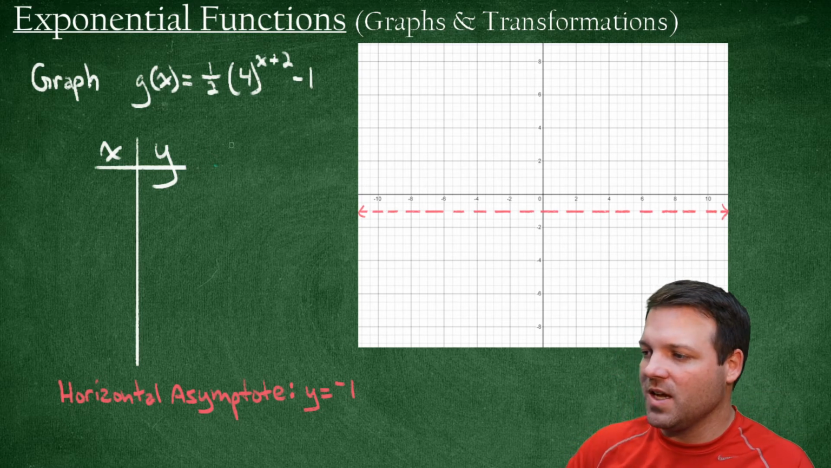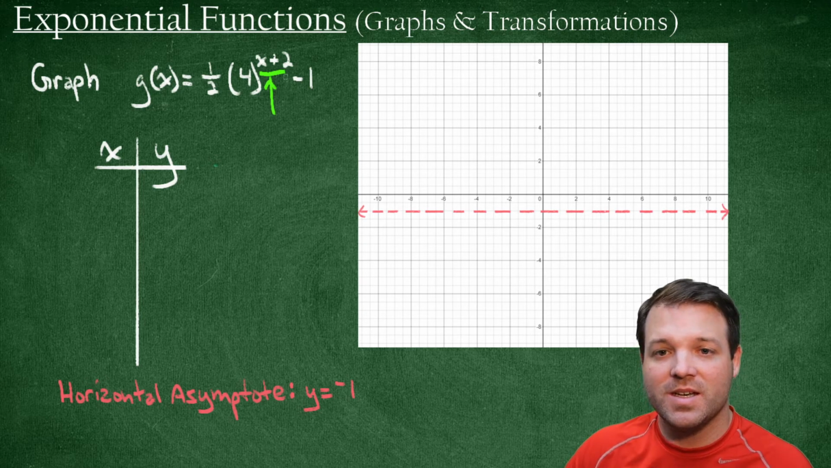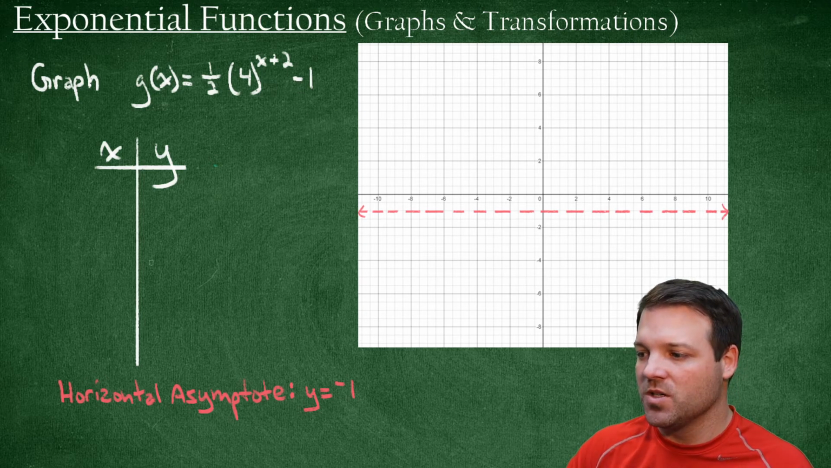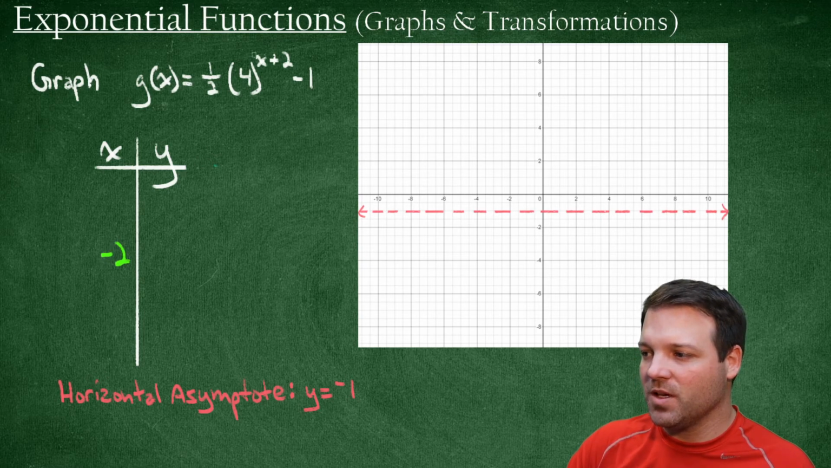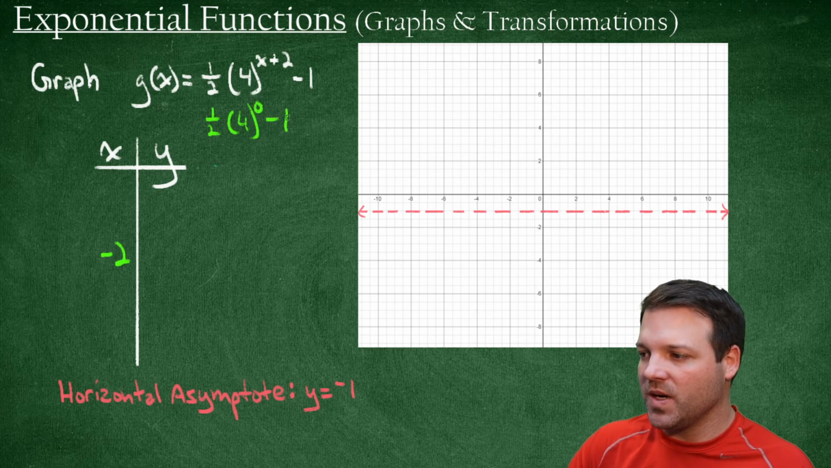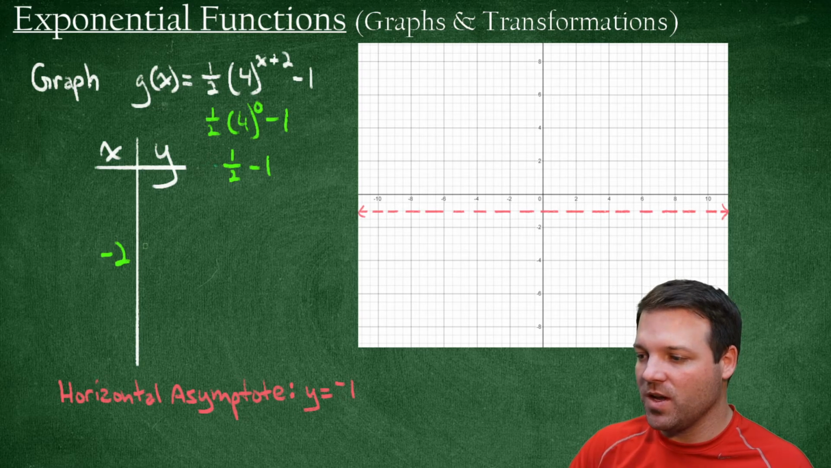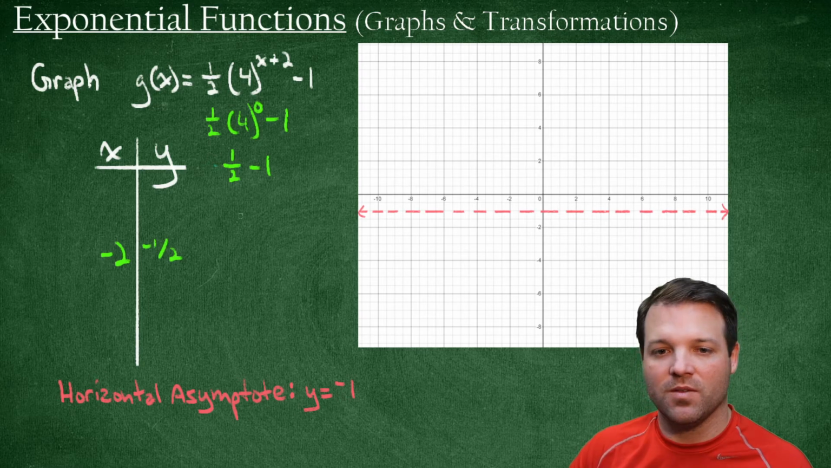So remember, how do we get our anchor point? Well, what value of x is going to give us an exponent of 0? In this case, -2 plus 2 is 0. So I'm going to put -2 right here, and then plug it in. If I plug in -2, that means I have 1/2 times 4 to the -2 plus 2, which is 0, minus 1. And 4 to the 0 power is 1. So I have 1/2 times 1, which is just 1/2, minus 1, which is going to be -1/2. So at -2, we have the point -1/2.